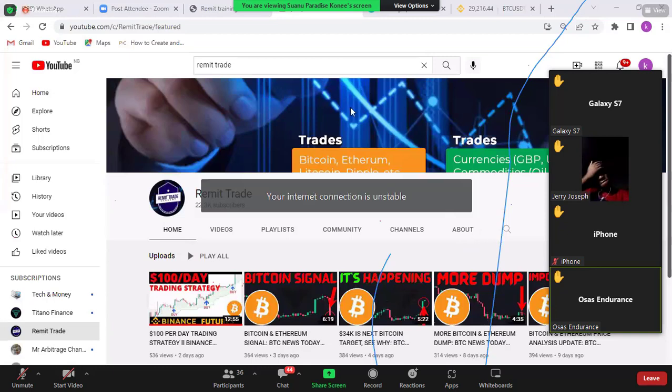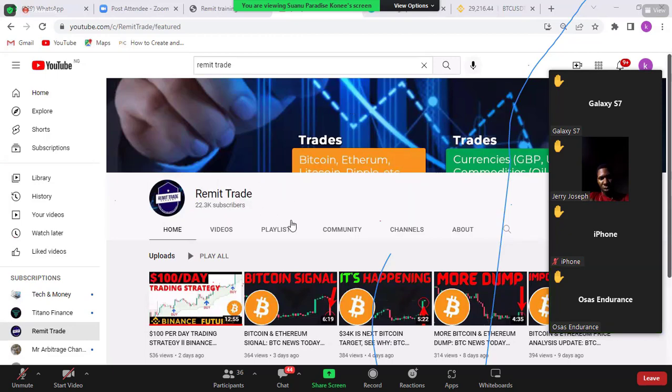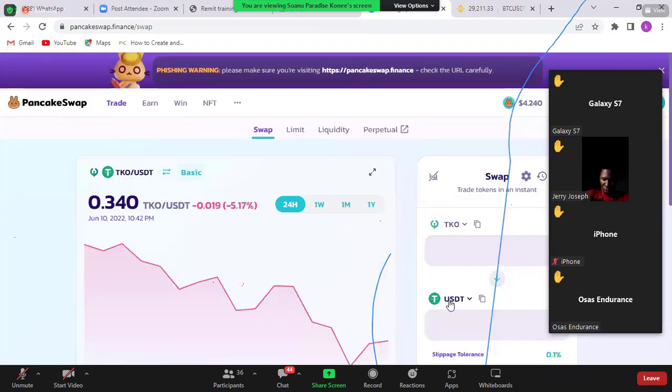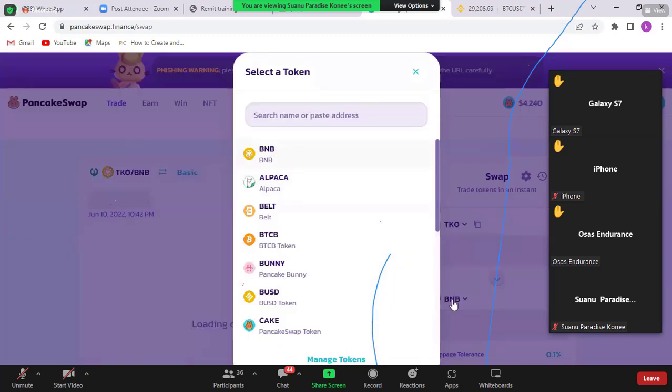Sir, like what you say on the production. Let's say you bought TKO before. The one that is off is the one you have. The one that is on is the one you want to exchange it to. So let's assume you have TKO and you want to change it. You can change it to USDT, or you can search for BNB and change it to BNB, or change it to BUSD. Anyone you want to change to, then you swap.